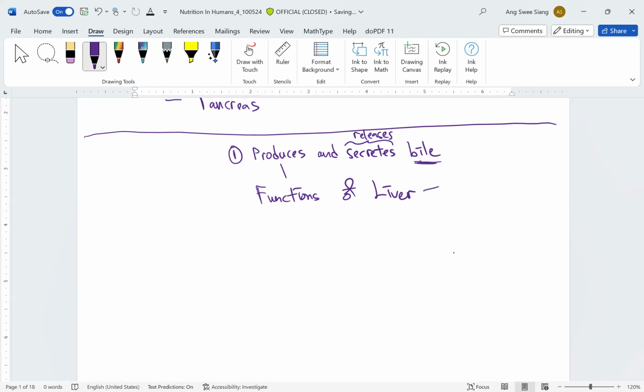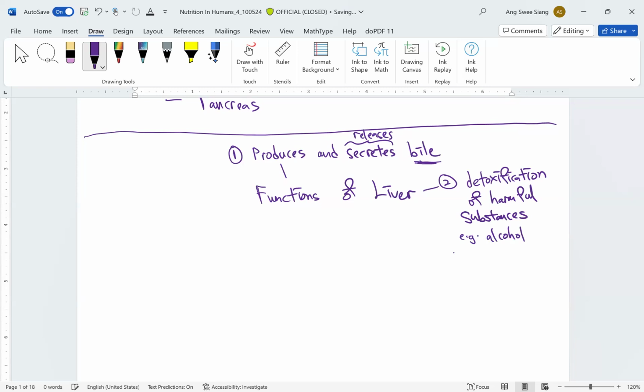Then the second function, which is also very important, which some of you may be aware, is this function of detoxification. Detoxification of harmful substances. Then in your syllabus, these harmful substances usually refer to alcohol.